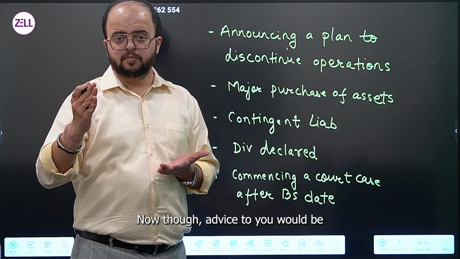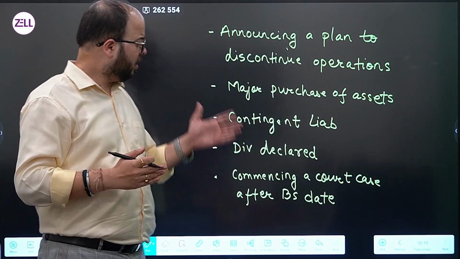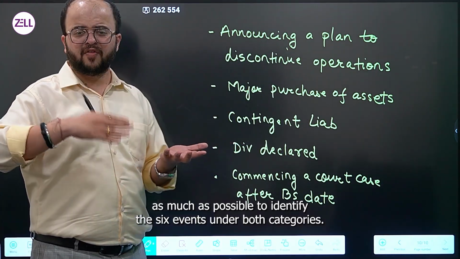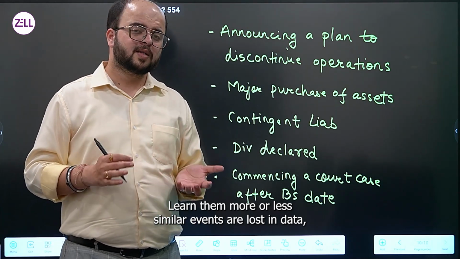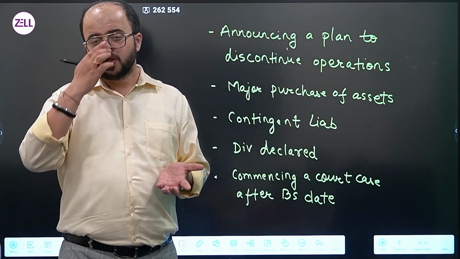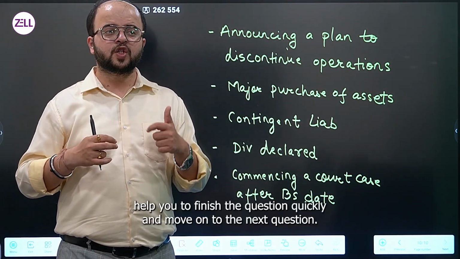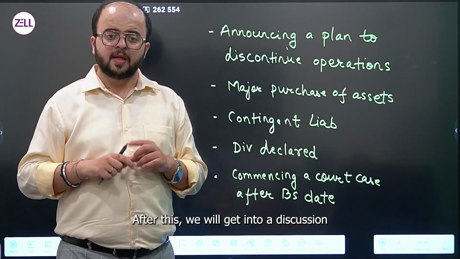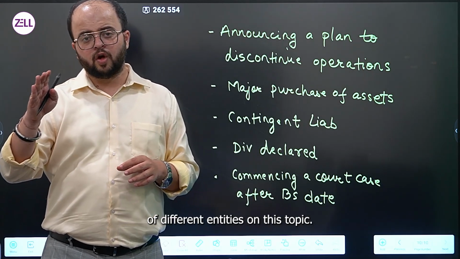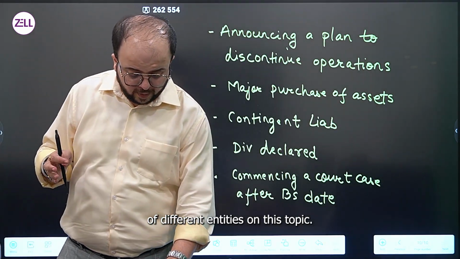Now, the advice to you would be, as much as possible, see there are 5 to 6 events under both categories. Learn them. More or less similar events are asked in the exam. So that will help you to finish the question quickly and move on to the next question. After this, we will get into a discussion of different MCQs on this topic.